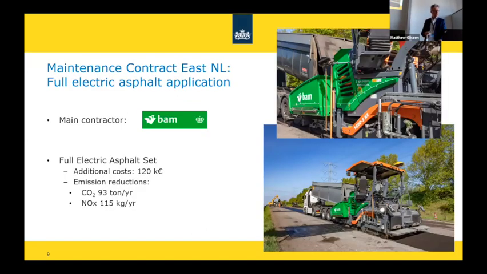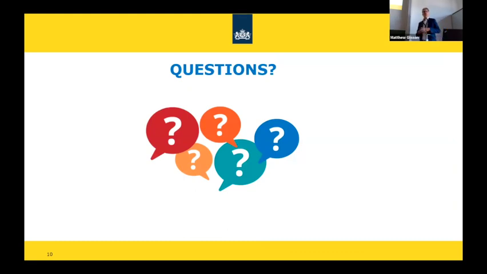And the last one I want to show you is a maintenance contract in the eastern part of the country, where the contractor has very proudly presented its first full electric asphalt set, which is deployed right as we speak these weeks, which costs in this small project 120,000 euros additionally. And the emission reduction is rather modest, but still 93 tons per year when applying this type of machine is significant, I think. So these are some quite nice examples of what is going on in the Netherlands at the moment already. Well, I had the instruction to be brief to keep some time for questions.